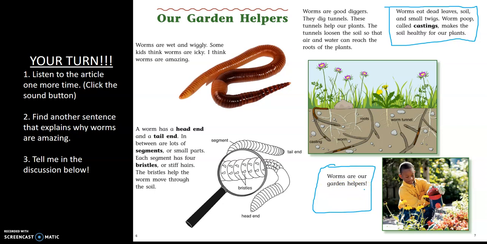So once you find that sentence that explains why worms are amazing, I want you to tell me in the discussion below. And figuring out how the author feels about worms and why the author feels this way about worms helps us better understand the text that he has written about worms. So our goal, remember, was to identify that authors make a point in a text, and we did this by finding how they feel about the topic they're talking about and why they feel that way about the topic. When you find that reason, another reason in that paragraph, don't forget to submit it down below.